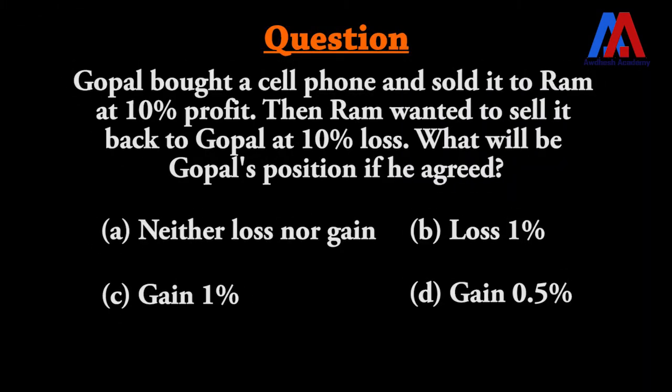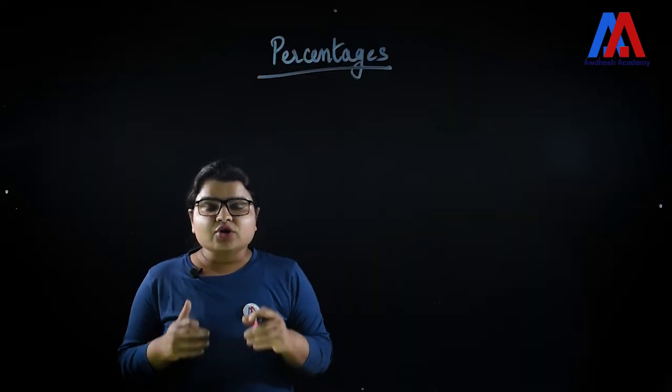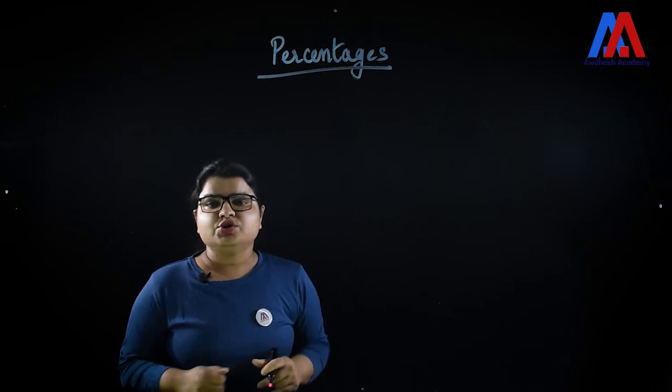Now let's solve a question based on this concept. Gopal bought a cell phone and sold it to Ram at 10% profit. Then Ram wanted to sell it back to Gopal at 10% loss. What will be Gopal's position if he agreed? A. Neither loss nor gain. B. Loss of 1%. C. Gain of 1%. Or D. Gain of 0.5%. So here again we'll solve this question by the product change method.